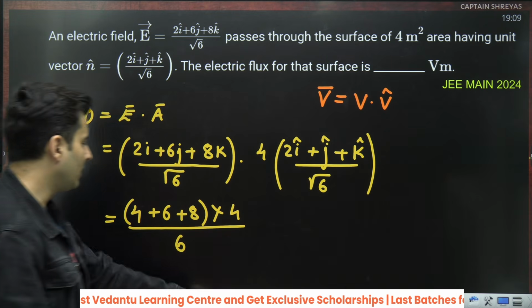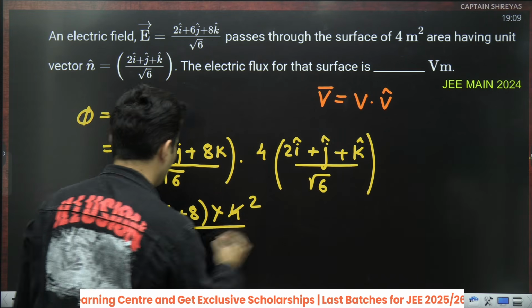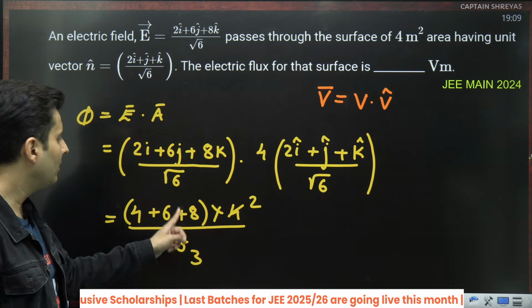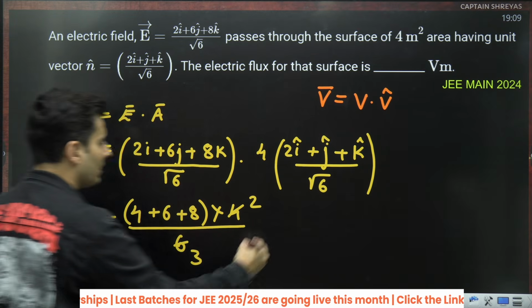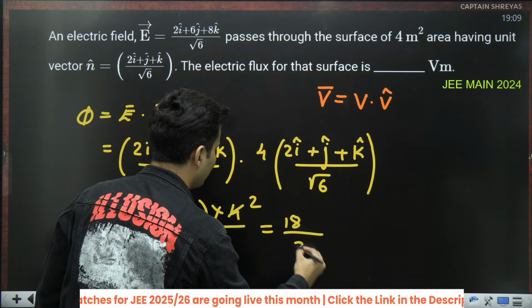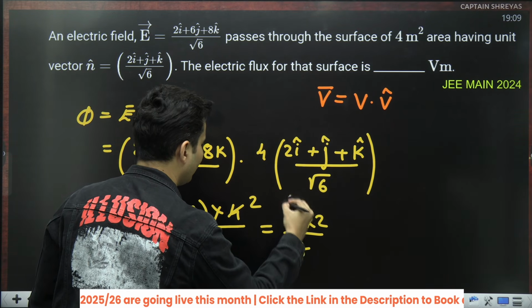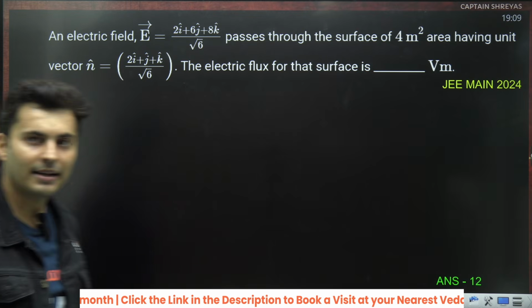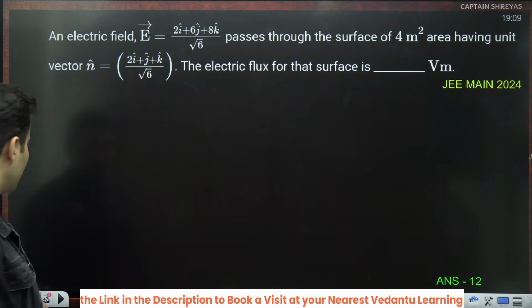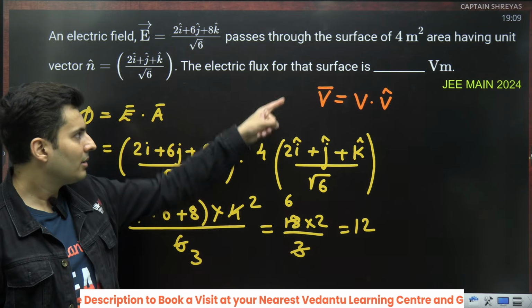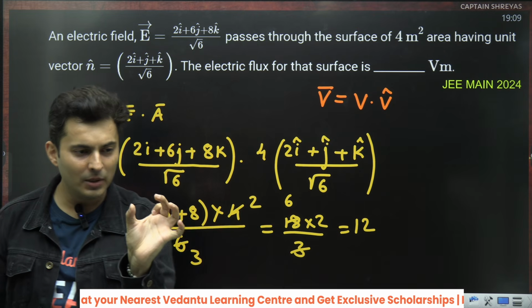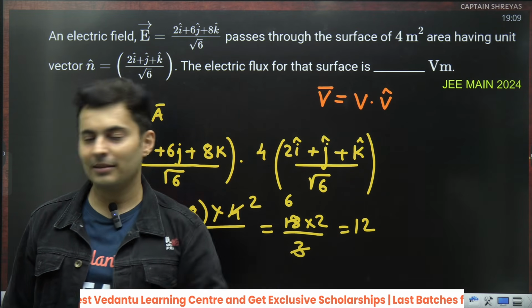Correct? And you can now divide this with 2. Divide this with 2, it will be 3. 4 plus 6 is 10. 10 plus 8 is 18. So 18 by 3, and you have 2 over here. 3 goes with 18 6 times. So the answer will be 12 units, which is the correct answer. Okay, straightforward, guys. This logic was involved over here. The vector is the magnitude times the unit vector. That's it.